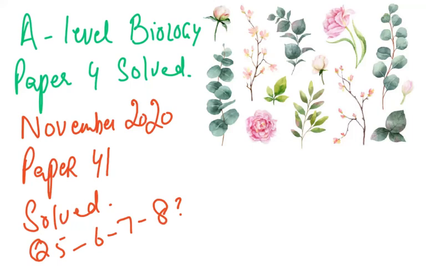Bismillahirrahmanirrahim. Let's start the A-level biology 9700. Now this is the November 2020 paper 4-1. We have done in a previous video question 1, 2, 3 and 4. And in this one we are going to now do 5, 6, 7 and hopefully 8.